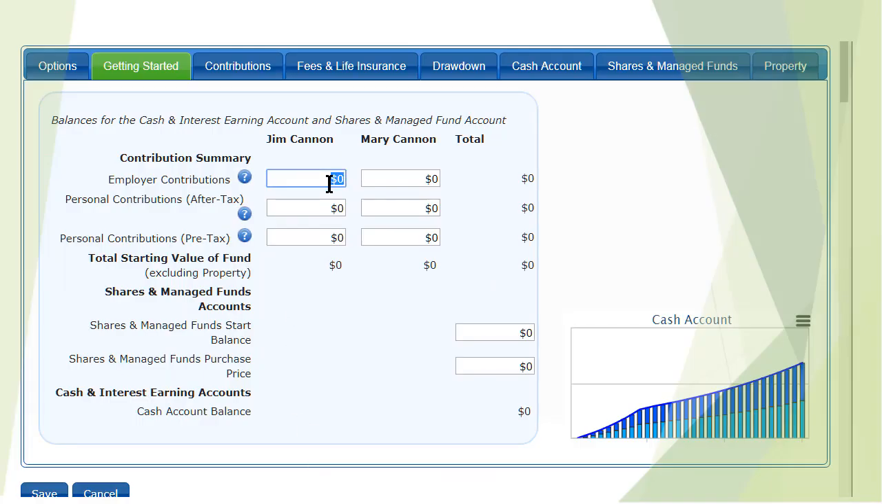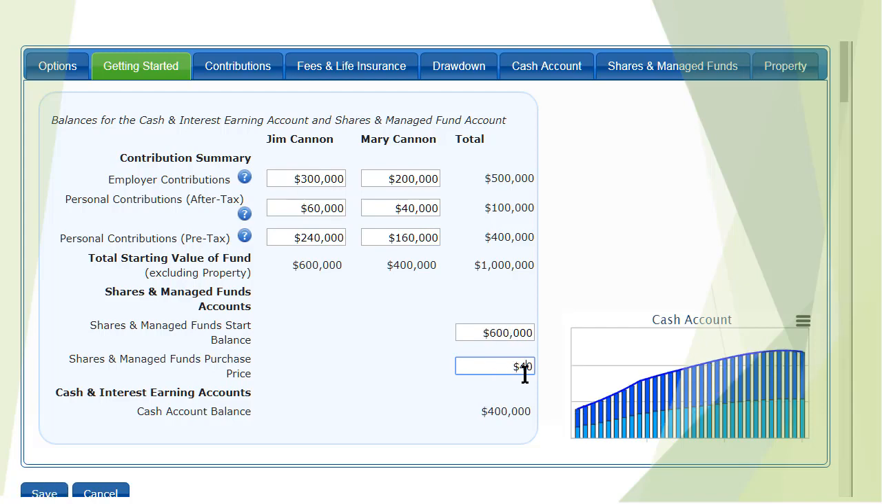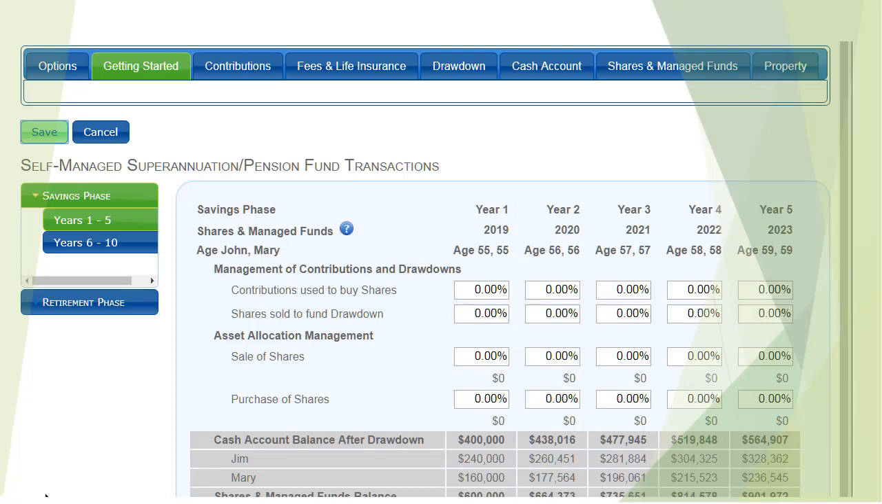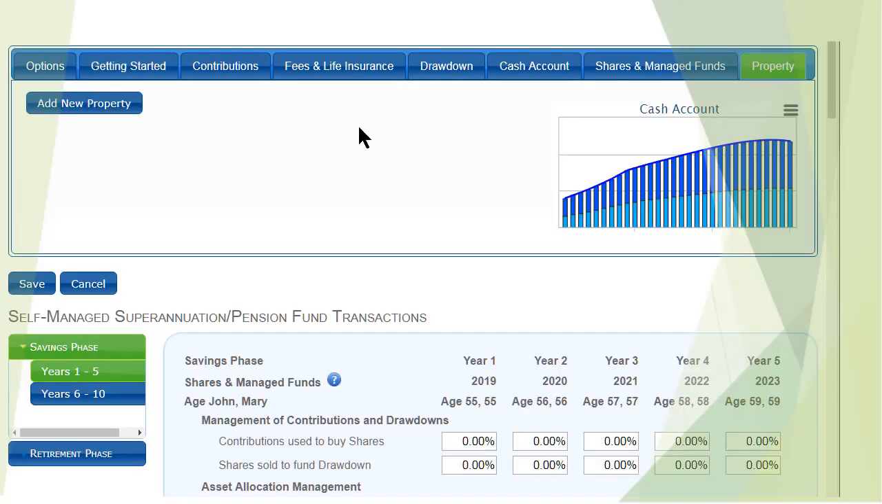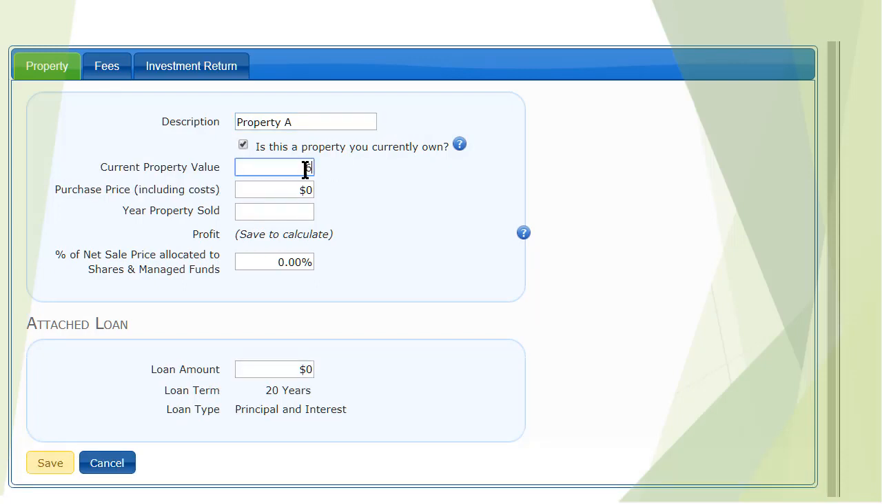Back at the self-managed superannuation account, the current account balances for both John and Mary's superannuation are allocated as employer contributions, personal after-tax contributions and personal pre-tax contributions, which is the salary sacrifice. Of these funds, $600,000 is in the shares and managed fund account and $400,000 in the cash account. In addition, the fund has an investment property valued at $600,000 with a loan of $100,000.